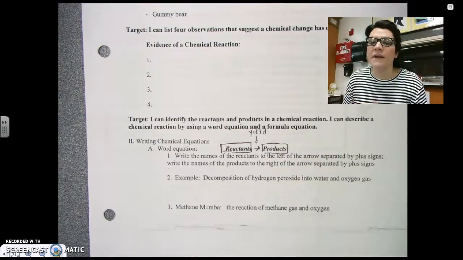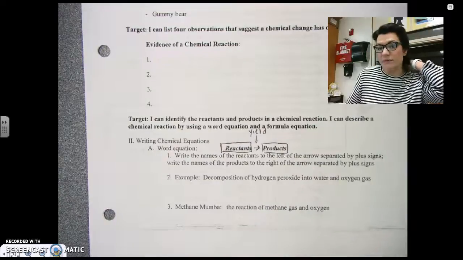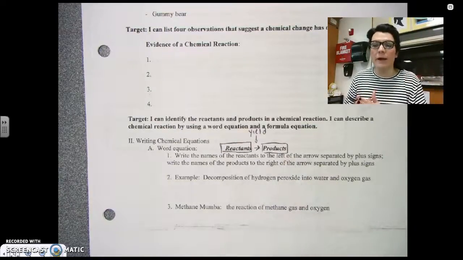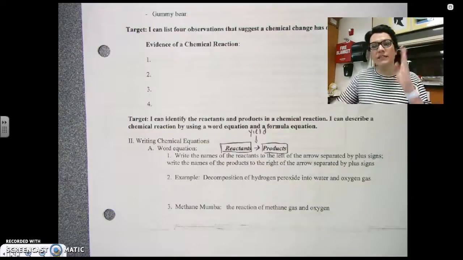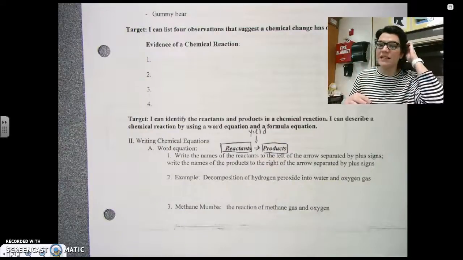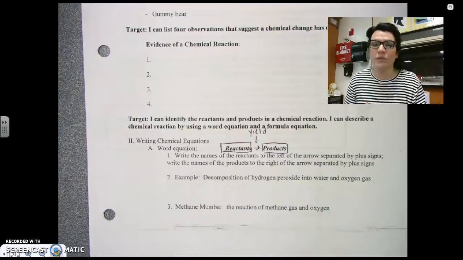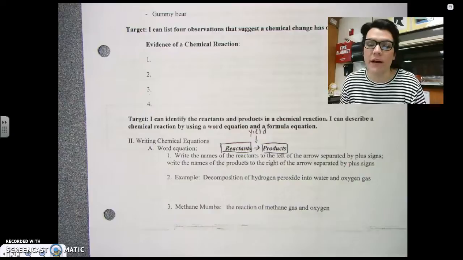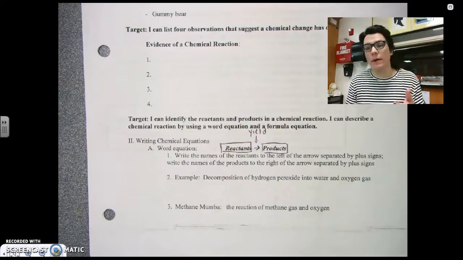Okay? And so we always write the names of the reactants to the left of the arrow, separated by plus signs. So if I have more than one reactant, I'm going to put a plus to indicate that they're being added together. Okay? And then we're going to write the products on the right side of the arrow, and those will also be separated by plus signs.